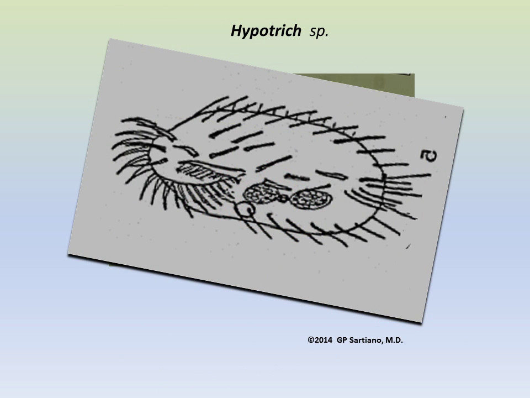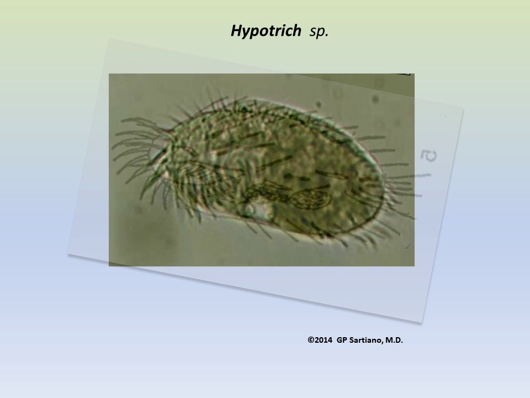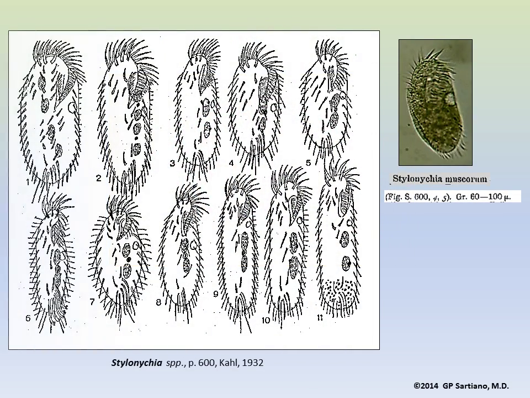Superimposition of the diagram from Kahl on the photomicrograph of the organism, with gradual dissolution of the diagram, provides a sense of security about the likelihood of the organism's identity. The illustration in this slide is taken from a collection of 320 drawings of hypotrich organisms in Kahl's text. It appears that the organism is Stylonychia and possibly Stylonychia muscorum.